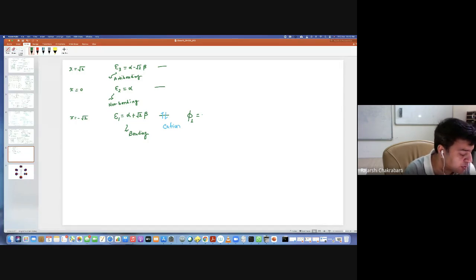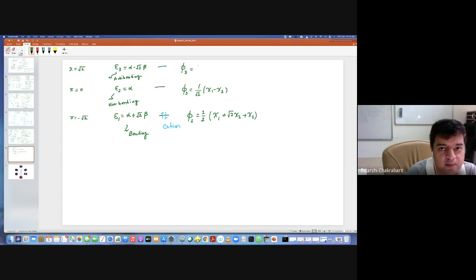So I'm just going to write down the expression. I'm not going to calculate it here. It is half of phi 1 plus root 2 phi 2 plus phi 3. So this is... Okay. Now, can you draw these MOs?